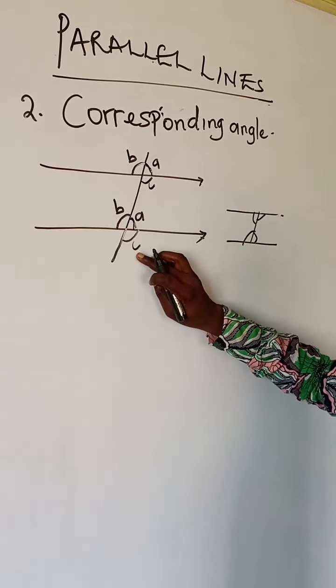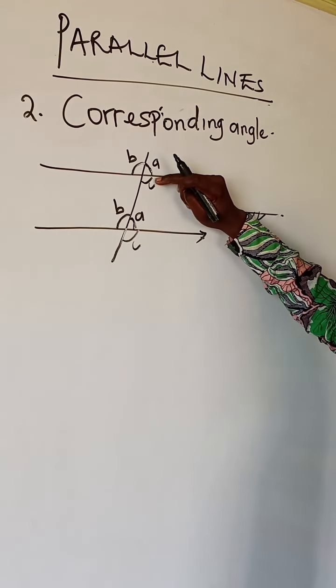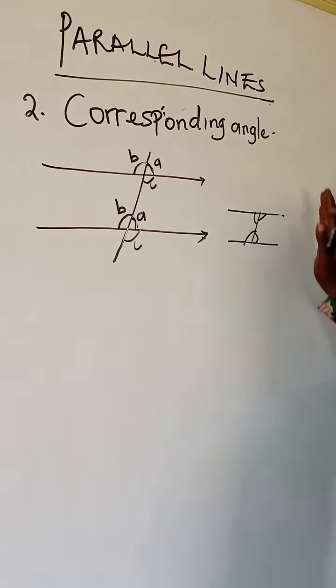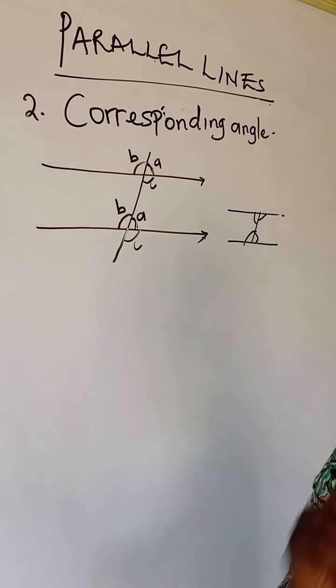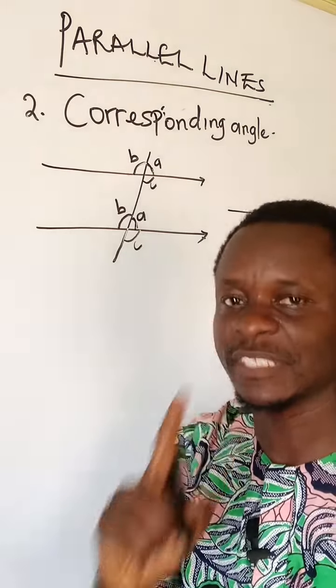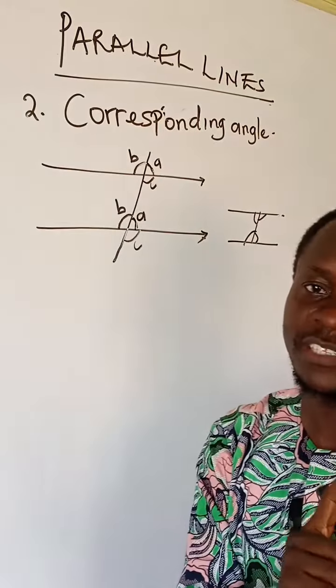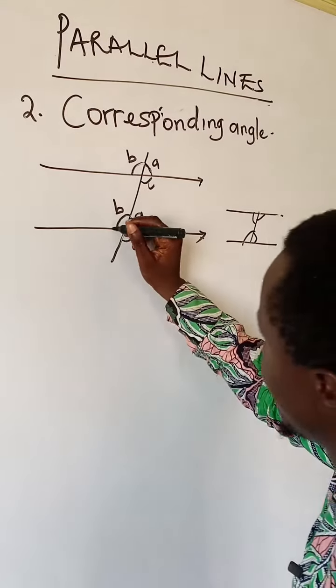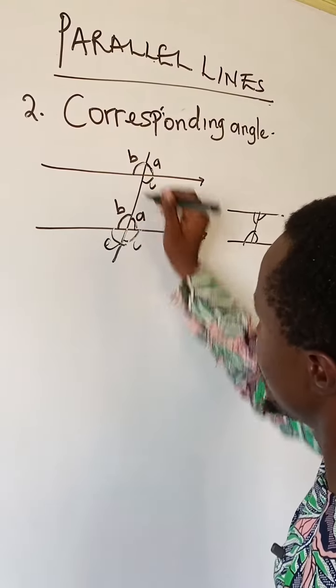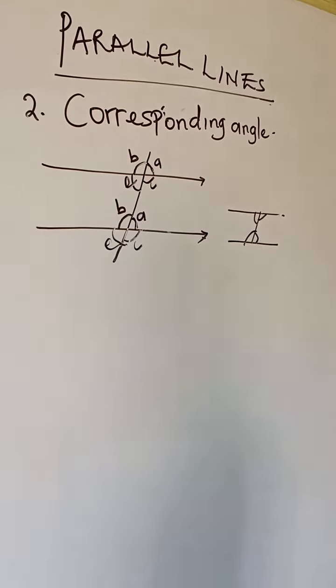An angle outside and the other inside, and they must face the same side. The moment they are not facing the same side, they become alternate angle. Alright, so we can take here, let's call here E and call here also E.